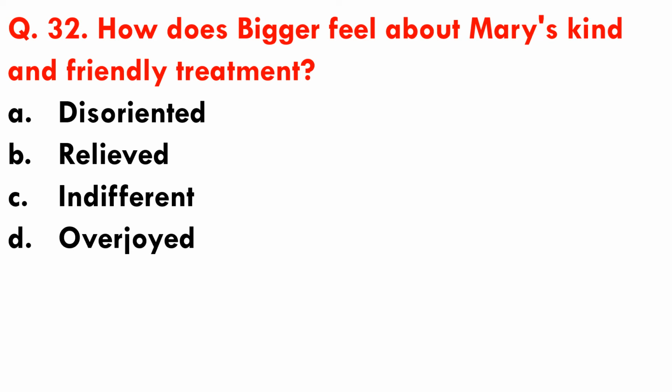Question number 32. How does Bigger feel about Mary's kind and friendly treatment? Options are A, disoriented, B, relieved, C, indifferent, and D, overjoyed. So Bigger feels disoriented about Mary's kind and friendly treatment. Option A is the correct answer.